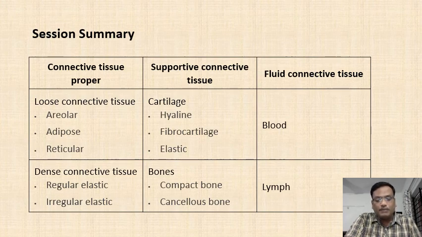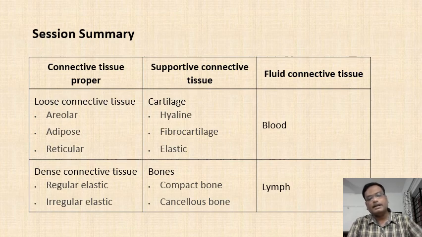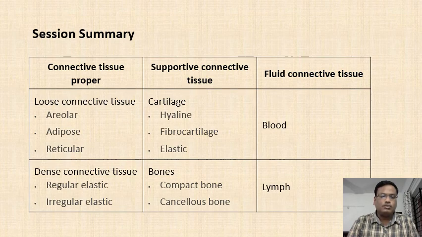To summarize what we have studied, here I have given a table of the types of connective tissues. Connective tissue proper includes areolar, adipose, and reticular, which are loose connective tissue. Under dense connective tissue, we find regular elastic and irregular elastic. For supportive tissue, there are two important tissues: cartilage and bone. And under fluid, we have blood and lymph.